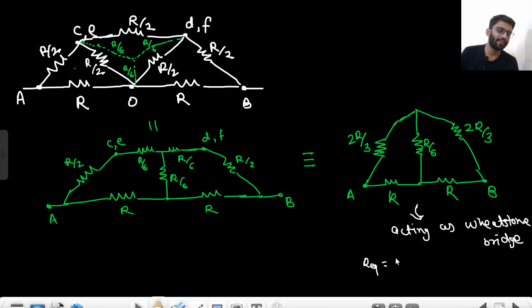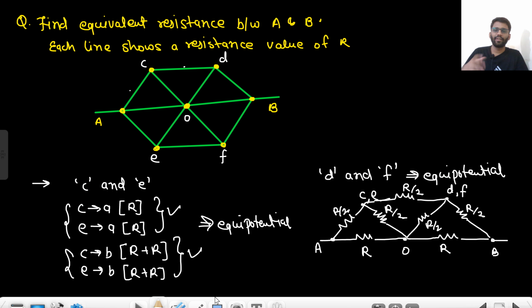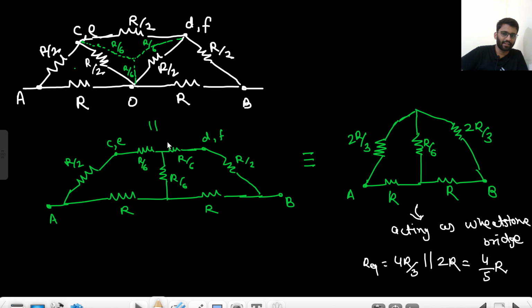So 2R by 3 and 2R by 3 will come in series. So 4R by 3 parallel with this R and R in series, 2R. So this will be my final answer. And when I solve it, I will get 4 by 5R. Okay, let me confirm it once. Yeah, so this is my final answer, 4 by 5R. So this is how we solved it using the concept of equipotential. It took time, right? First we reduced it like this, then we saw that I can make this circuitry star to delta, then I made it to the delta, and then I solved it like this. Okay.